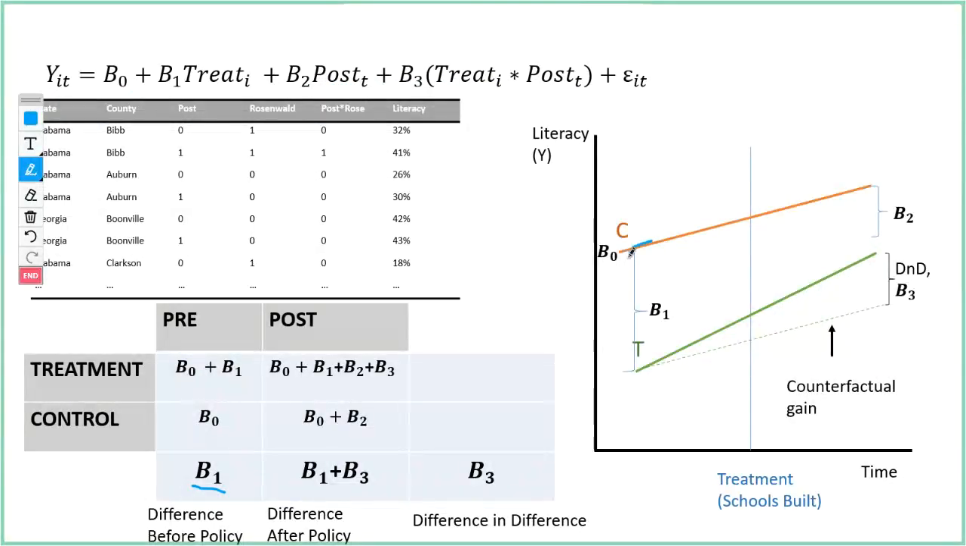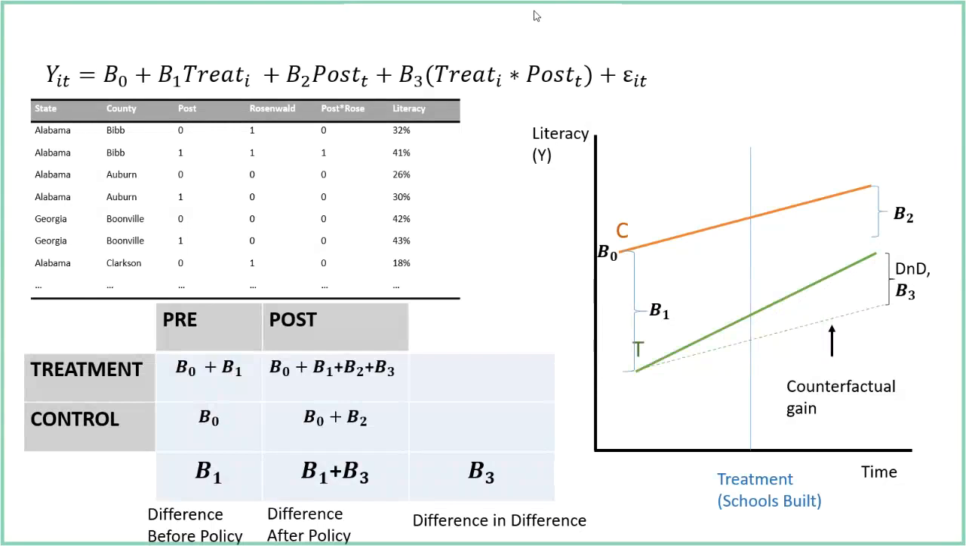Go over to the graph. If you run this regression above, what beta 1 is going to represent is the difference in literacy rates between treatment and control counties before Rosenwald schools were built. All right, now we're going to look at the same thing afterwards.